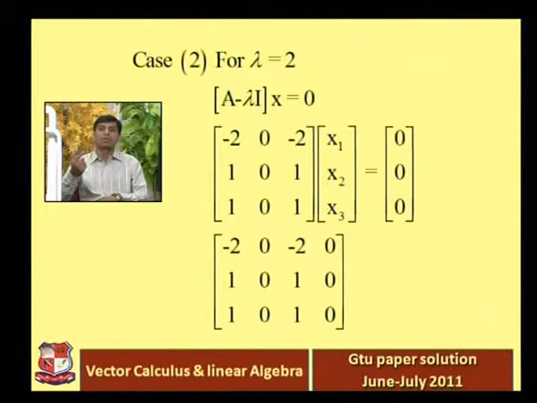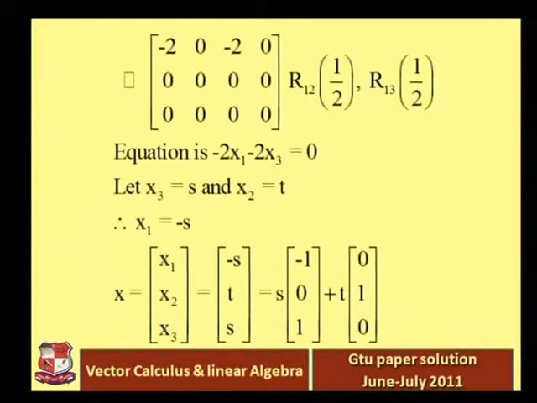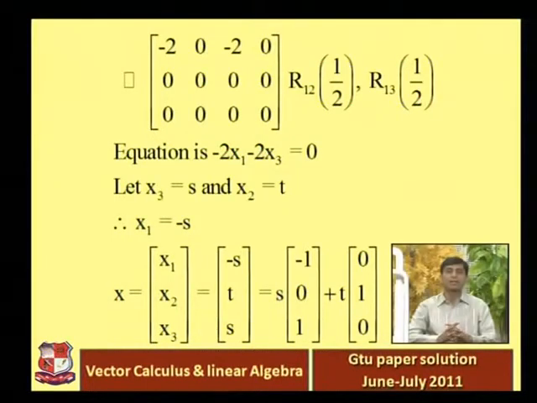So we multiply the first row with 1 by 2 and add into the second and third row. So that's why this matrix becomes minus 2, 0, minus 2, 0. The first row is as it is. The second and third rows change now: 0, 0, 0, 0. The whole second and third rows are 0 now.